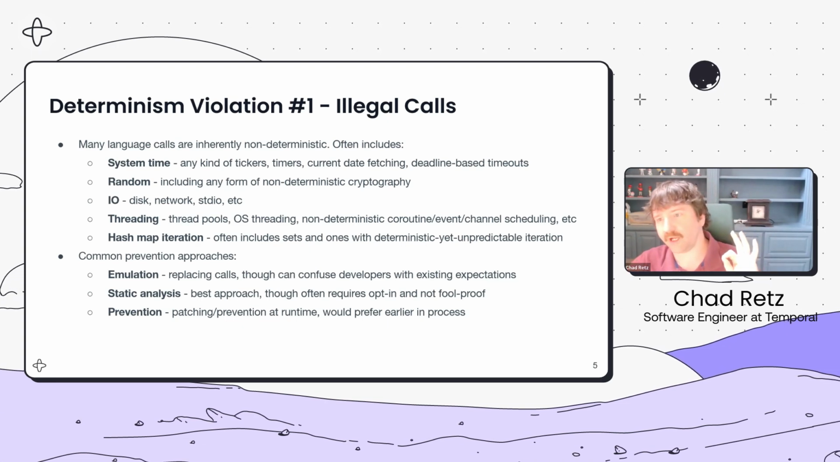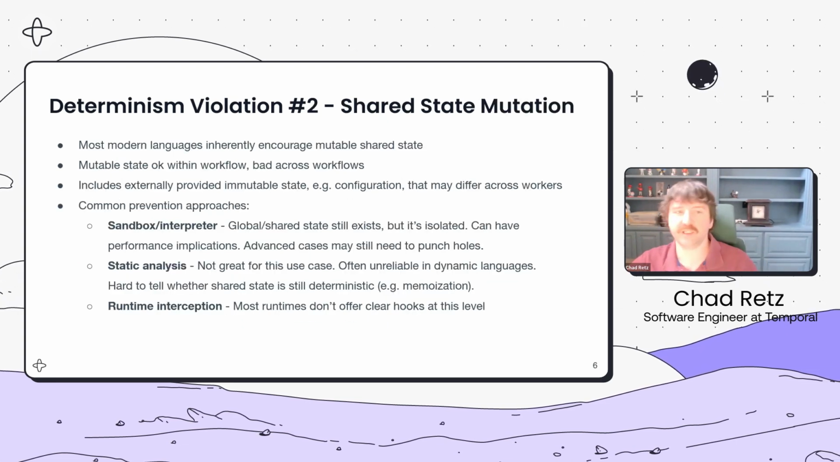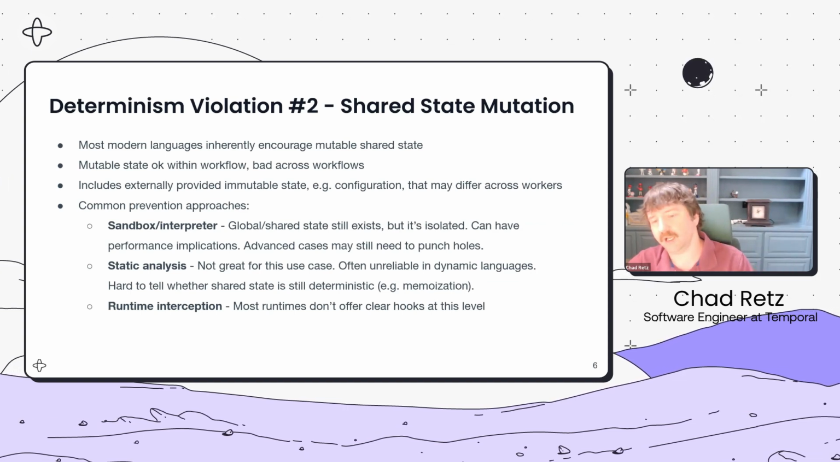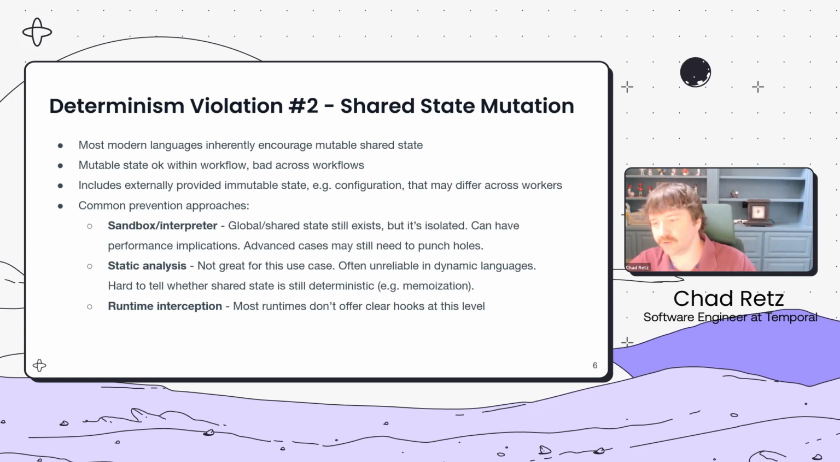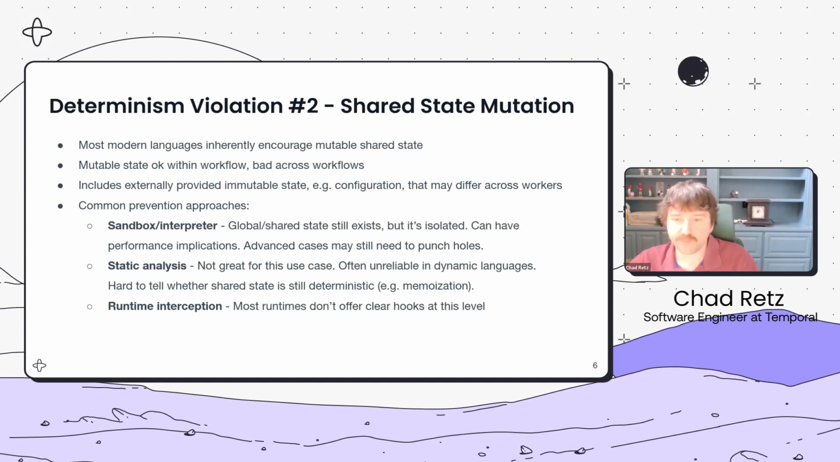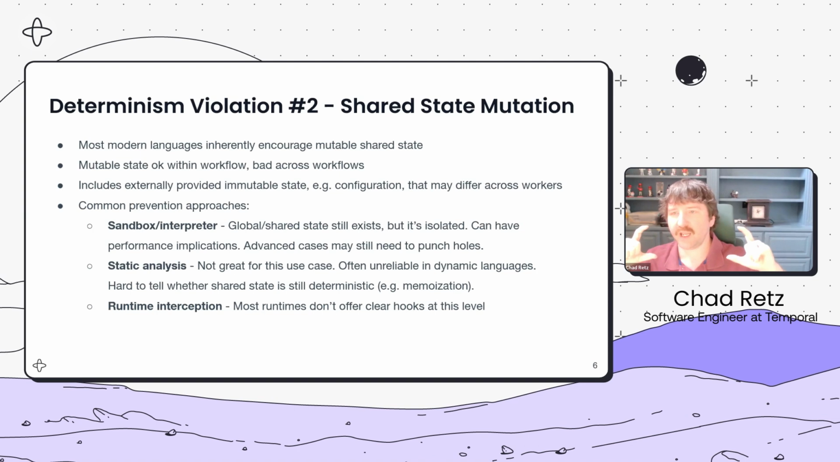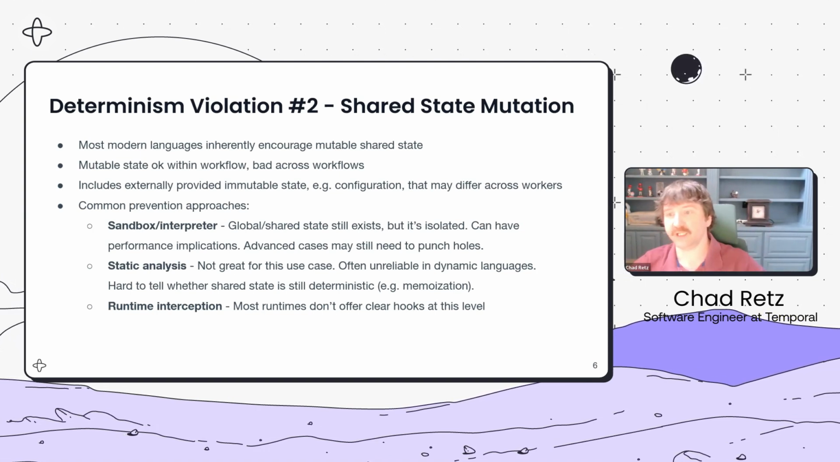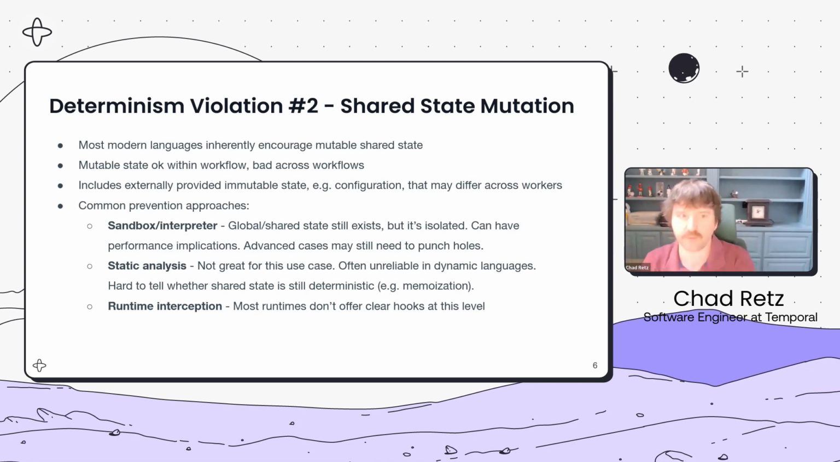Another way that you can violate determinism is shared state mutation. Pick your language. They all have globals and statics, and a lot of times they allow them to be mutated from inside of a workflow, which means that you can easily take a different code path based on mutations that are external to the workflow. So ideally, we want to be isolated.